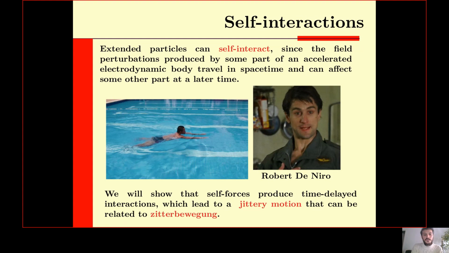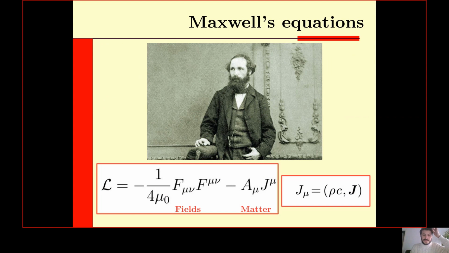Here we are going to show that there are self-forces as a consequence of particles being extended, and these produce time-delayed interactions. And we are going to show that these time-delayed interactions produce self-oscillations, a jittery motion, and we are going to derive the Zitterbewegung frequency for a classical but extended electron. So this is mainly our model.